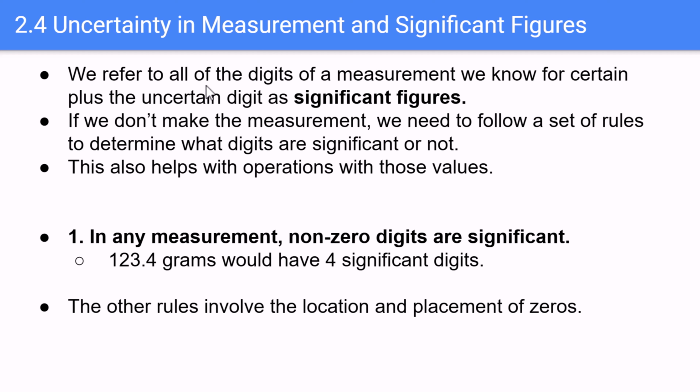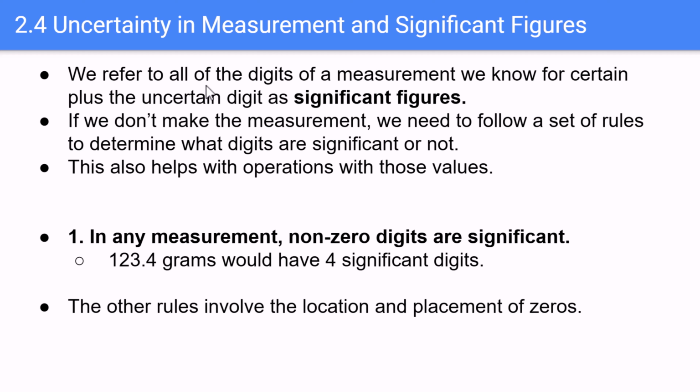But if we don't make the measurement, we need to follow a set of rules to determine what digits are significant and what digits are not. So if you're given a number, you need to be able to determine how many significant figures are in that number. So let's take a look at a couple of rules here that we use to determine whether digits are significant or not significant. Sometimes we refer to them as significant digits, sometimes significant figures.